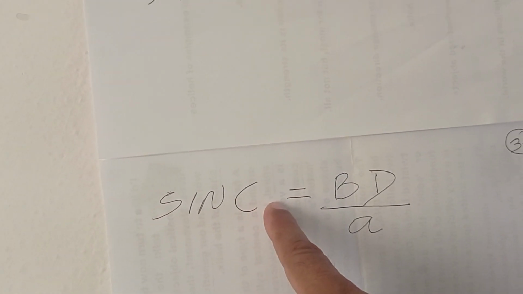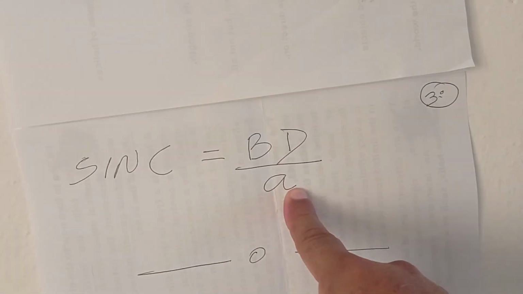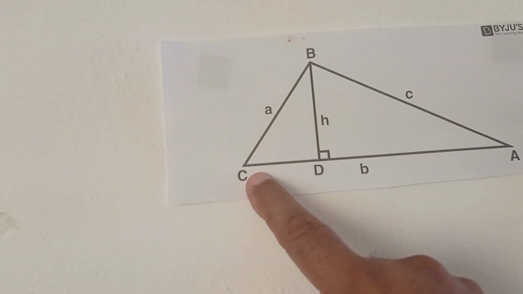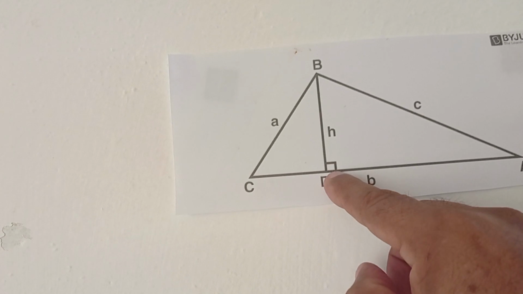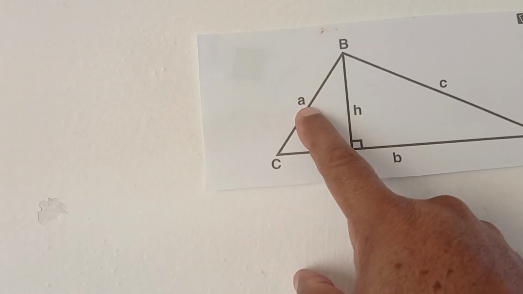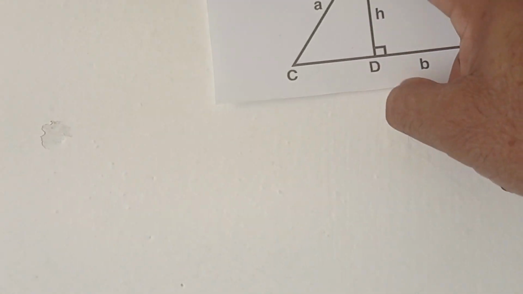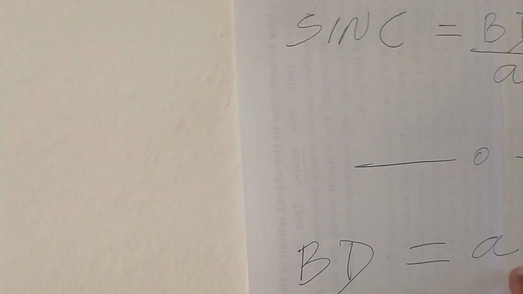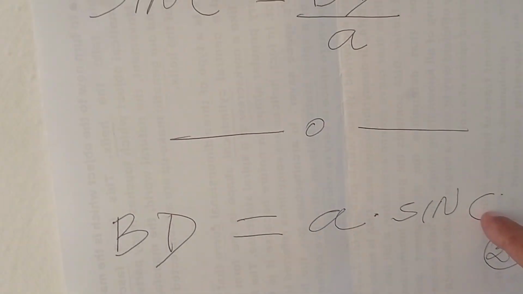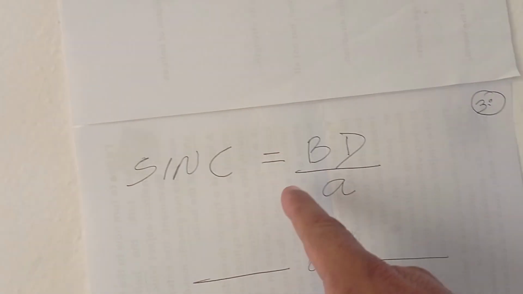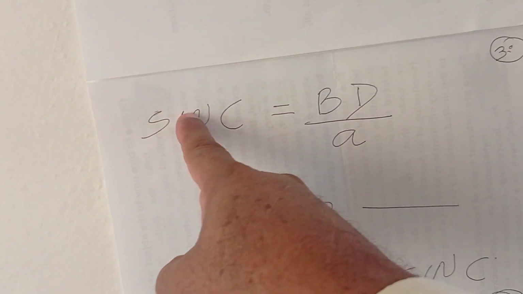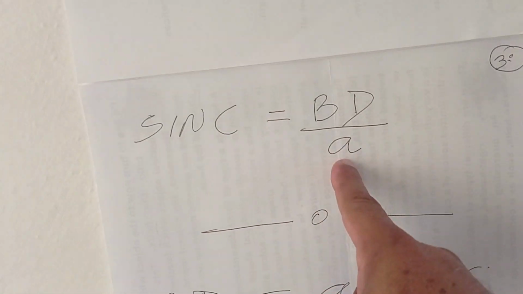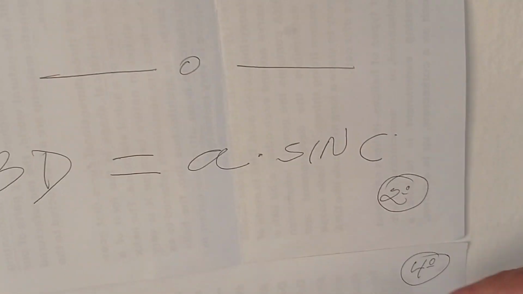Okay, sine of C equals BD divided by A. So BD equals A multiplied by sine of C. Here BD equals A multiplied by sine of C. And here we are getting our second formula.